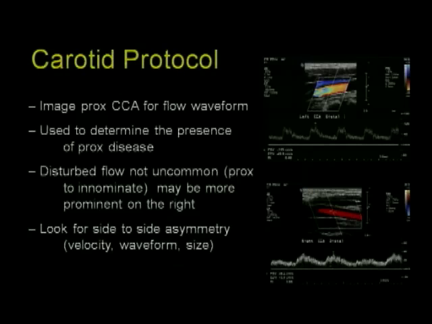Those findings really are not predicted well by the ultrasound image. After the transverse sweep is completed, we would then go back to the base of the neck to image the proximal common carotid artery and assess the flow waveform. We do this to determine the presence of proximal disease in the absence of distal internal carotid artery disease that may be causing symptoms. It's not uncommon to see less laminar, disturbed flow, especially on the right where you're closer to the origin, so you shouldn't be surprised by that.